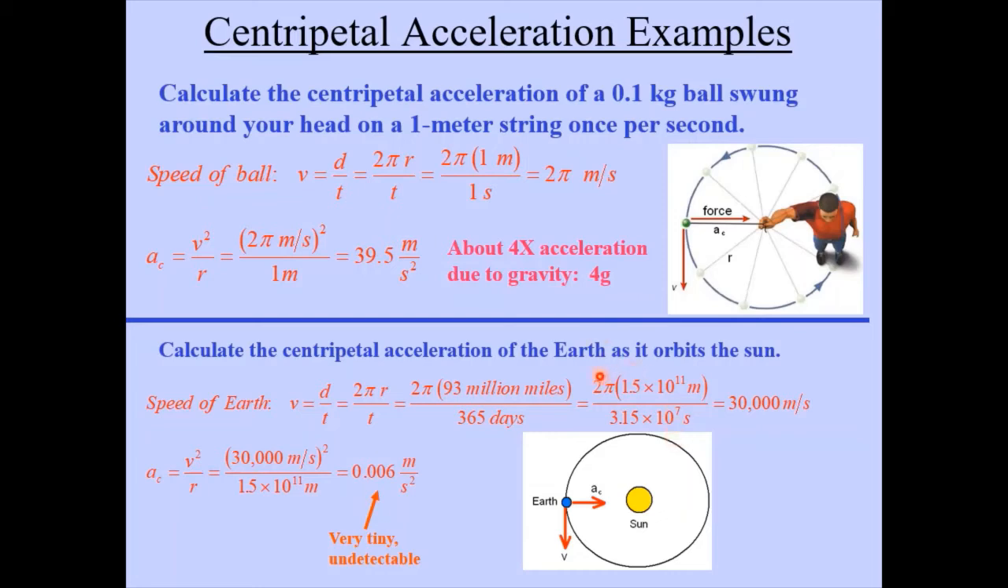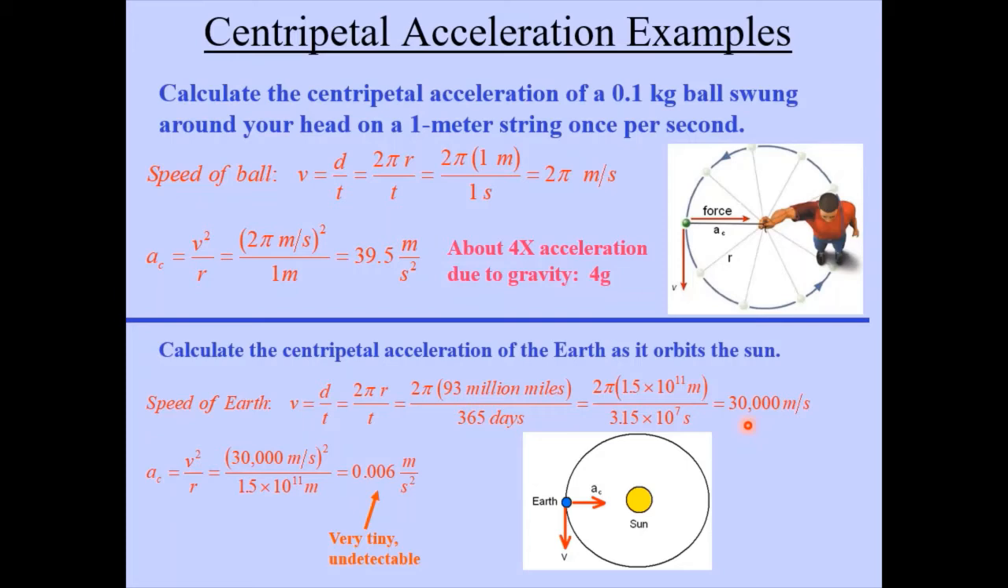So we have just a big number on top, a big number on the bottom. When we actually divide this out in our calculator, we come up with the speed of the Earth: about 30,000 meters per second. So obviously the Earth is traveling extremely fast as it orbits around the sun. Now, one question is, why don't we feel this speed, right? Well, remember, we don't feel speed. We can only feel acceleration.